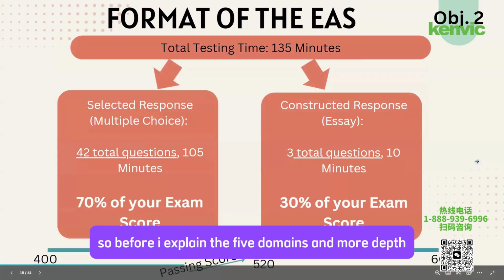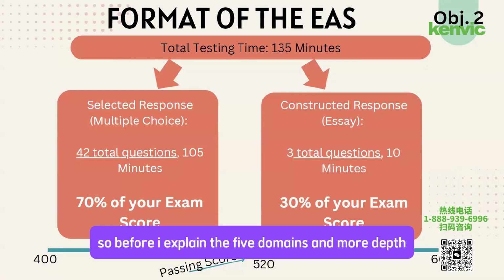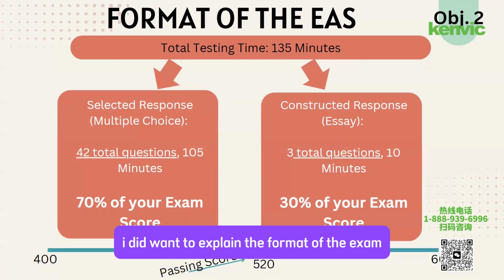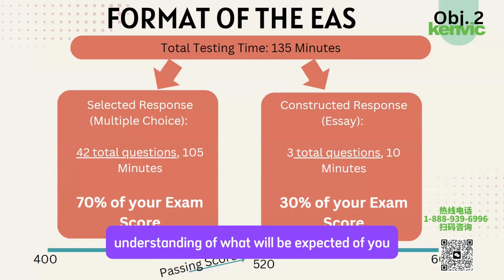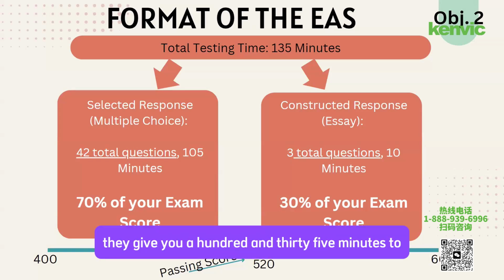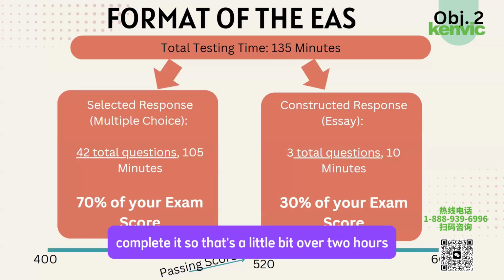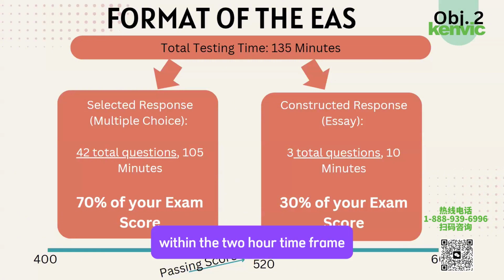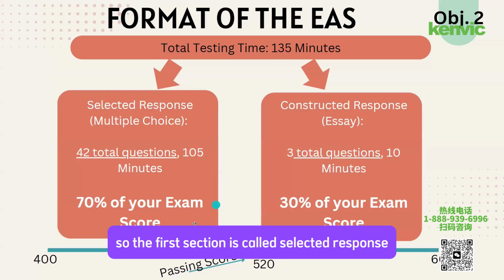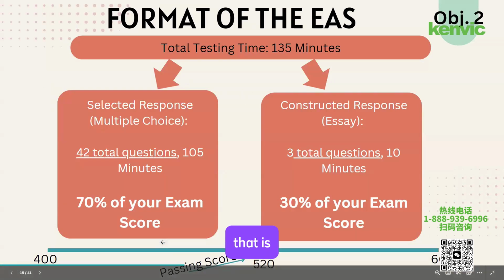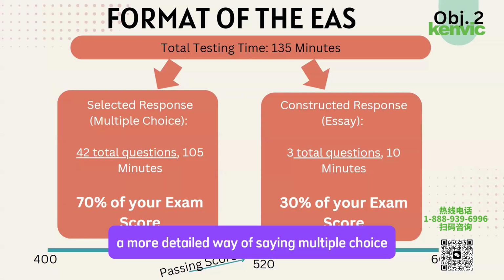So before I explain the 5 domains in more depth, I did want to explain the format of the exam just kind of broadly so that you go in with an understanding of what will be expected of you. So they give you this exam. They give you 135 minutes to complete it. So that's a little bit over 2 hours. Within the 2-hour time frame, they expect you to complete 2 different sections. So the first section is called selected response. That is a more detailed way of saying multiple choice.